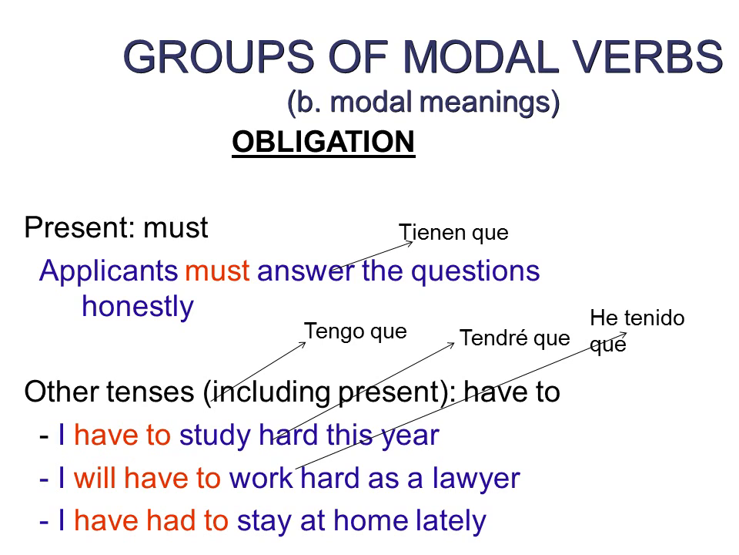But to use other tenses, including the present, we need to use have to. I have to study hard this year. However it conjugates: I have to study, you have to study, but he has to study. I will have to work hard as a lawyer. He will have to work hard as a lawyer. You will have to work hard as a lawyer.